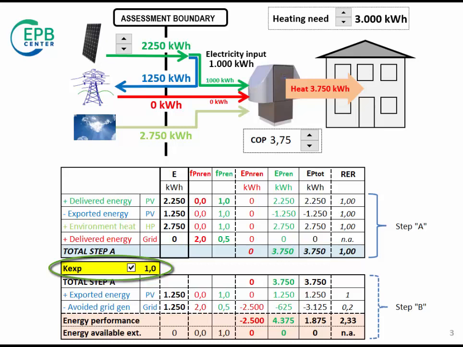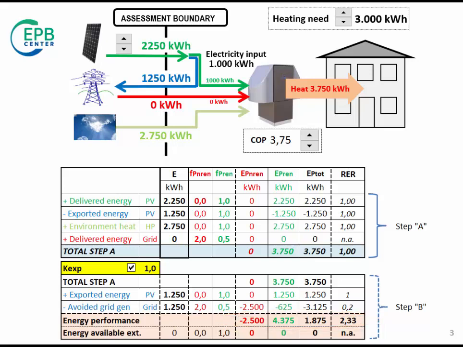We state this by saying that exported energy is part of the energy performance of the building. If we select K exported equal 1, that is option B, the energy available externally is set to 0 because the effect of exported energy is already accounted for within the building. It would be double counting if reporting again as available externally.